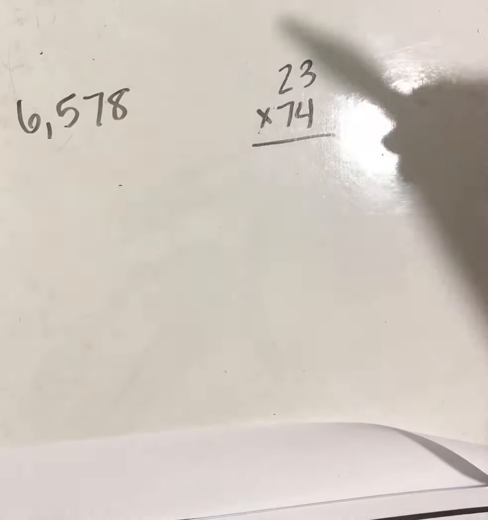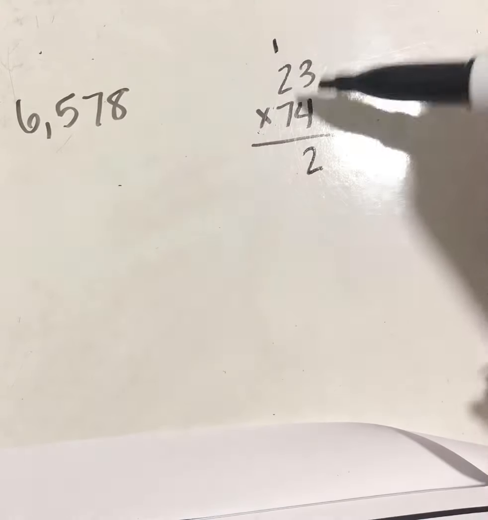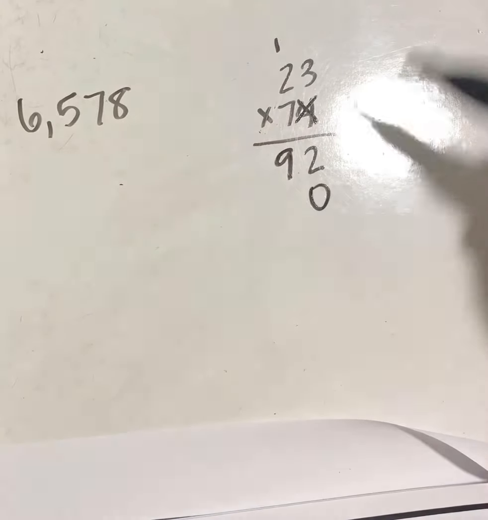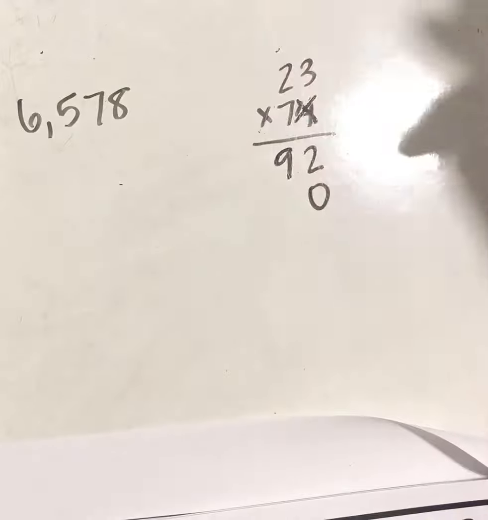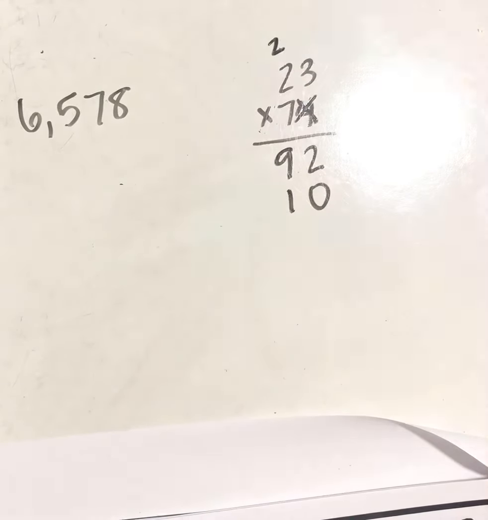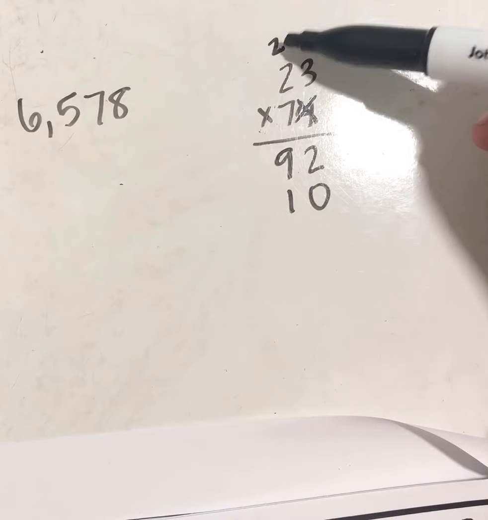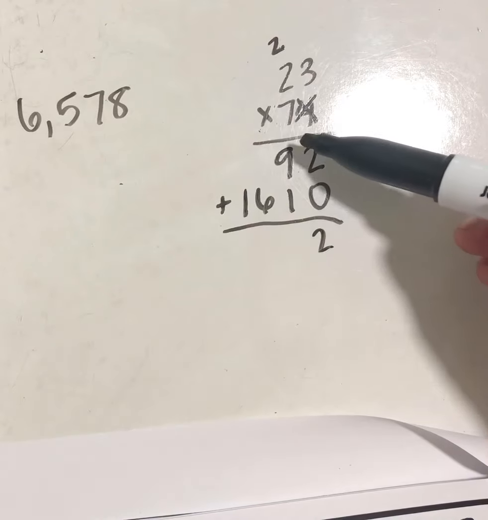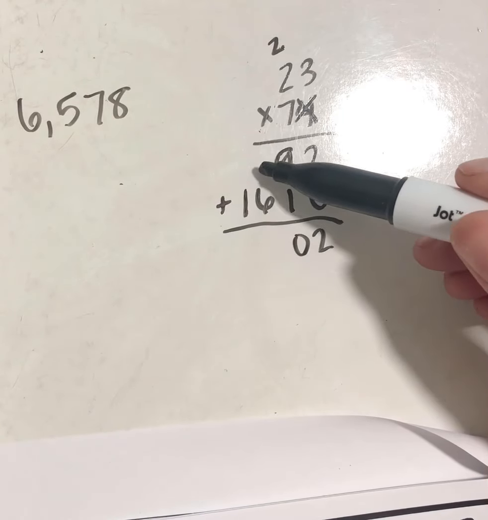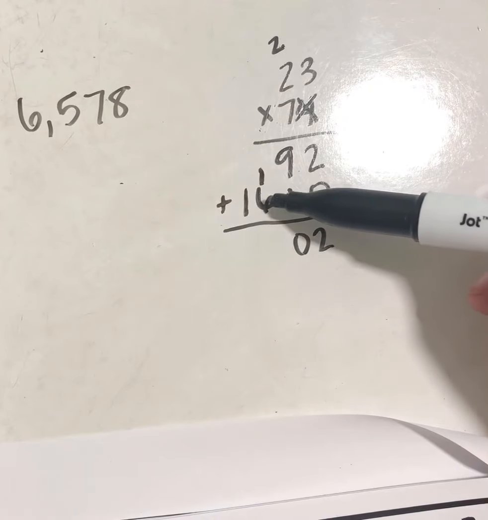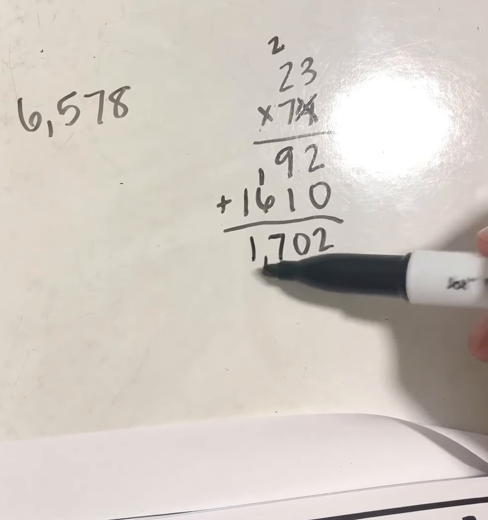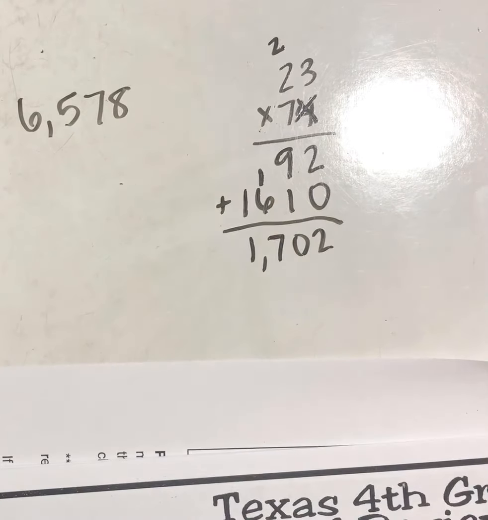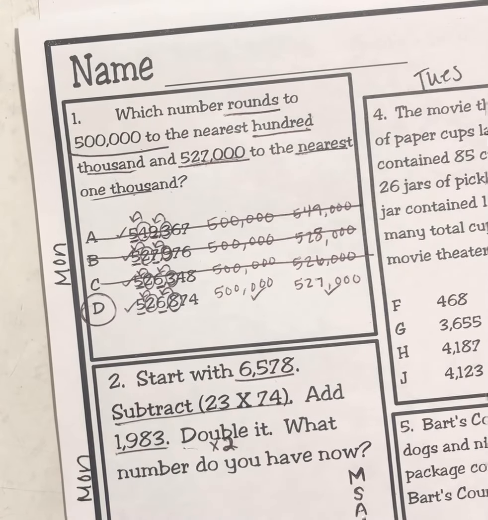So 4 times 3 is 12. Drop my 2, carry my 1. 4 times 2 is 8, plus 1 is 9. Cross and drop a 0. 7 times 3 is 21. I'm going to drop my 1, carry my 2. 7 times 2 is 14, 15, 16. I'm going to add: 2 plus 0 is 2. 9 plus 1 is 10. Drop my 0, carry my 1. 6 plus 1 is 7, and bring down my 1. Okay? So our answer to 23 times 74 is 1,702.